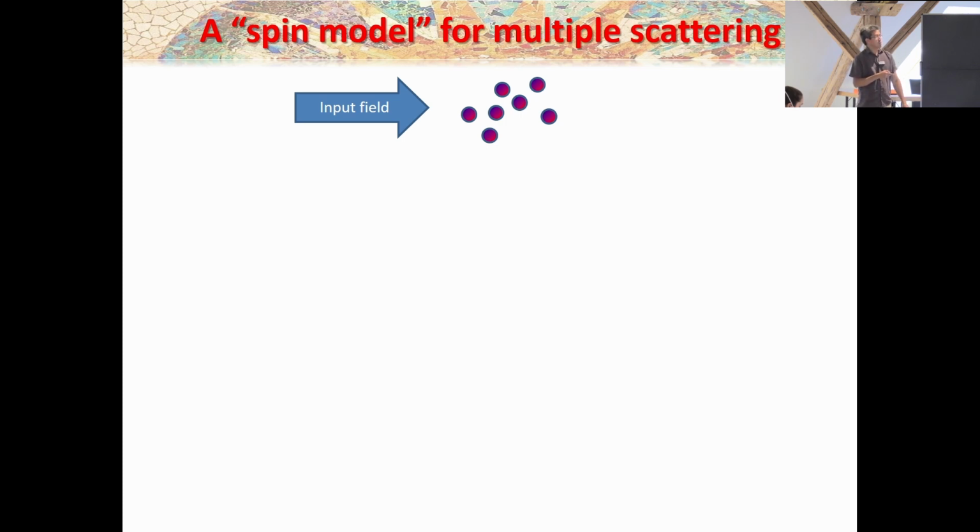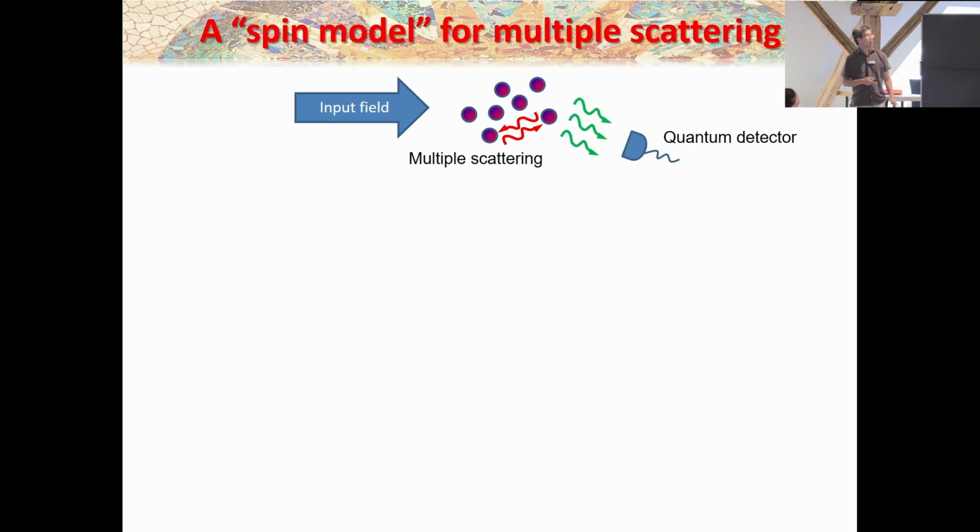To be a little more specific, what's the general problem that we want to study? We have a collection of atoms. Maybe we know the positions, maybe we don't. We shine in an input field, which we presume we know. That will start to excite atoms, and the atoms will start to emit photons. Those photons can then be multiply scattered, so re-emitted and absorbed multiple times. And then what we would like to do is calculate arbitrary correlation functions of the total field coming out in space and in time.